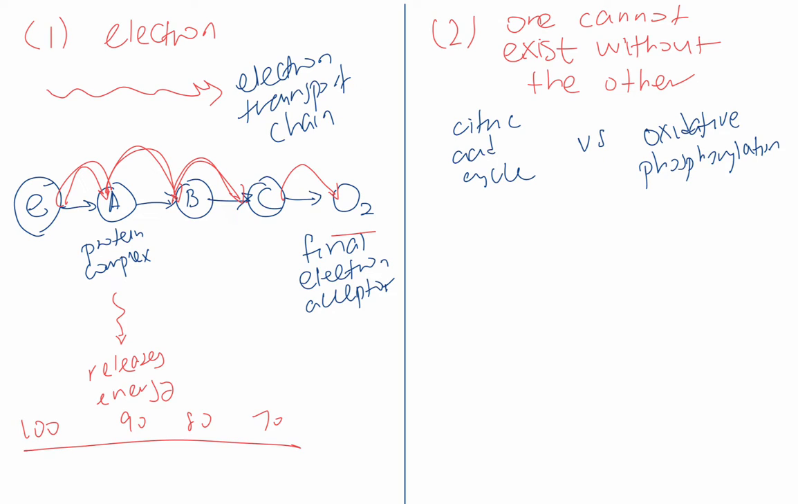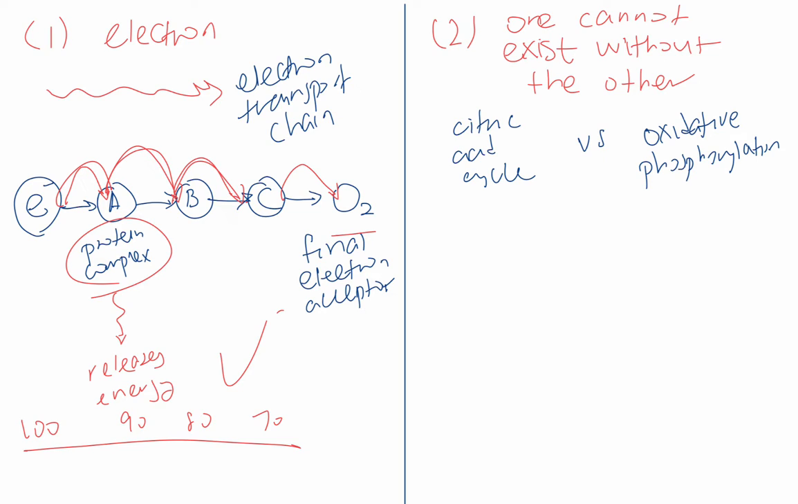Now, again, these numbers are made up. They could be linear, they may not be, but it was to illustrate a point. And so that's the first thing, that as the electron goes through each protein complex, it loses energy step by step. And then the second point that I wanted to emphasize is the relationship between the citric acid cycle and oxidative phosphorylation. And simply, one cannot exist without the other.